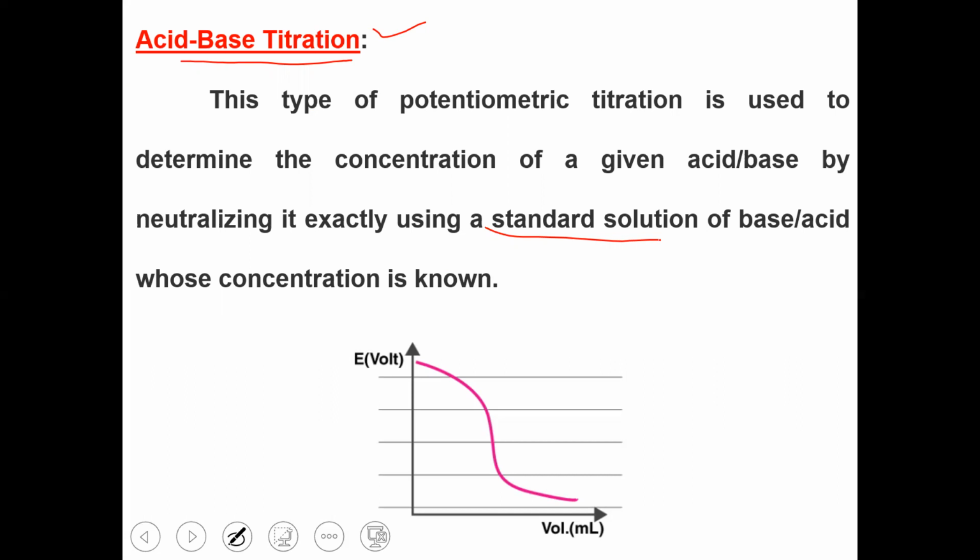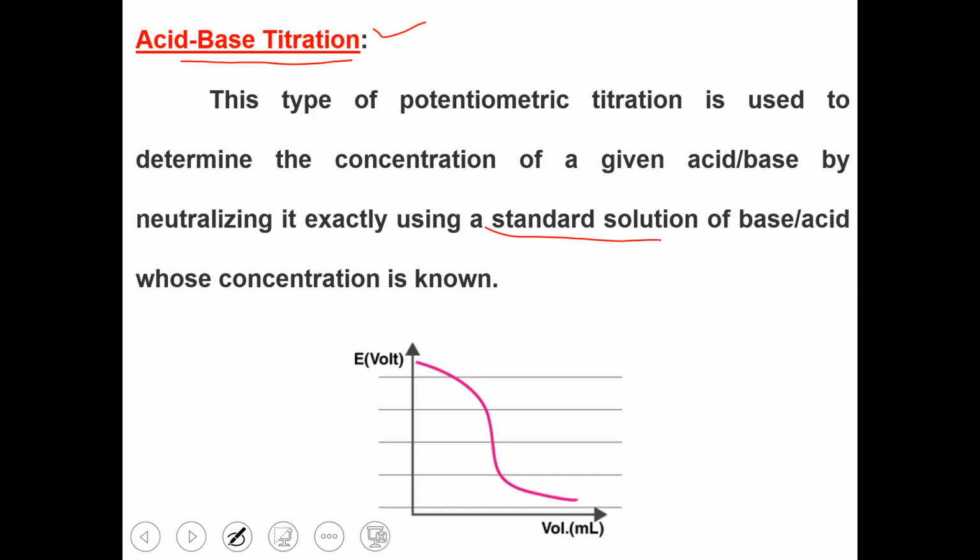So the base solution is taken in the burette, and these two cells are connected to the potentiometer. That means the calomel electrode will act as a reference electrode. Here a platinum or whatever electrode is taken in the acid solution, which is present in the beaker. So that will act as an indicator electrode.